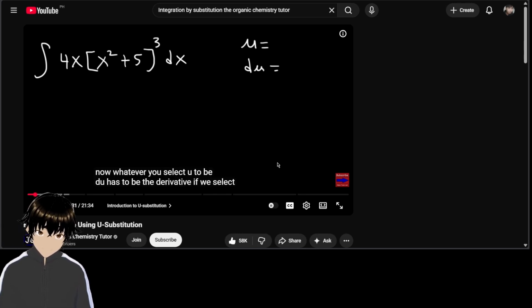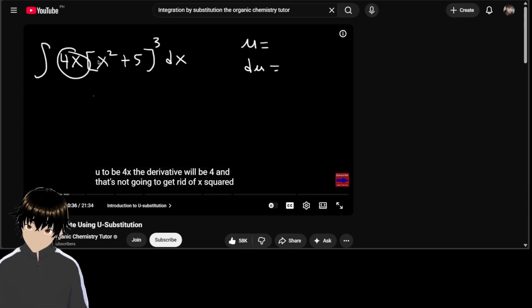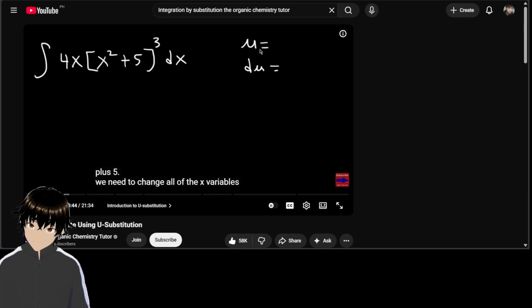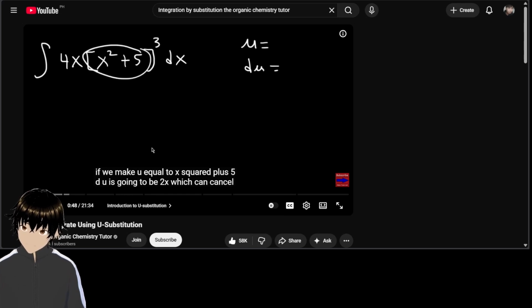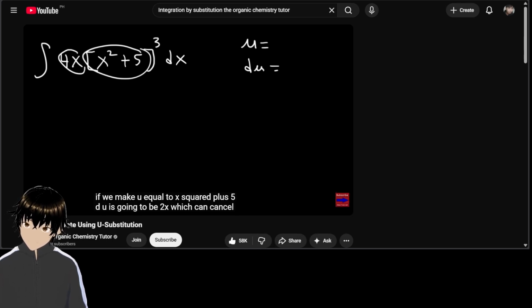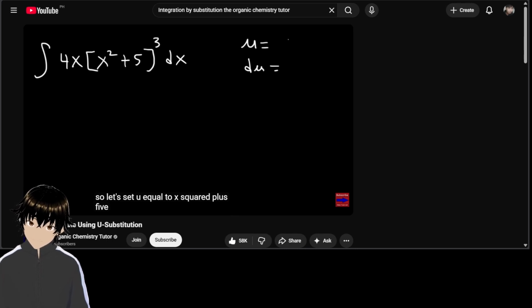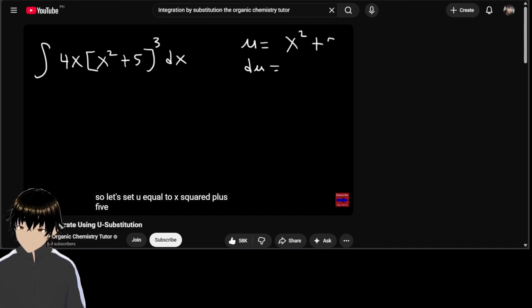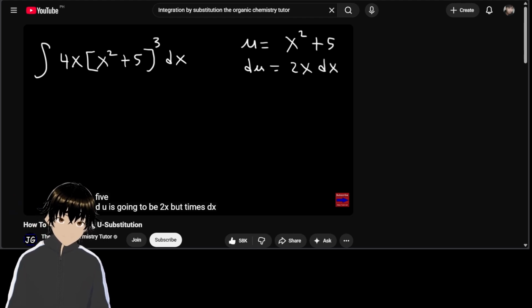Now, whatever you select u to be, du has to be the derivative. If we select u to be 4x, the derivative will be 4, and that's not going to get rid of x squared plus 5. We need to change all of the x variables into u variables. Now, if we make u equal to x squared plus 5, du is going to be 2x, which can cancel the x in 4x. And that's what we want to do. So let's set u equal to x squared plus 5. du is going to be 2x, but times dx.